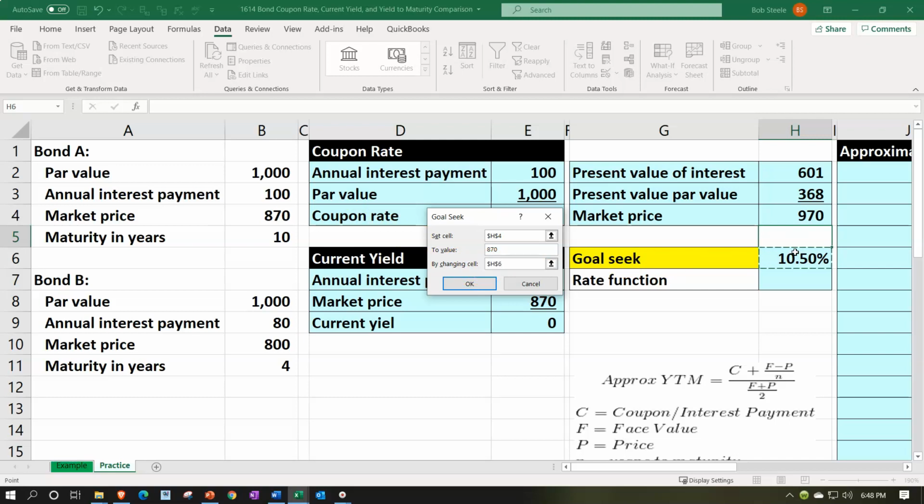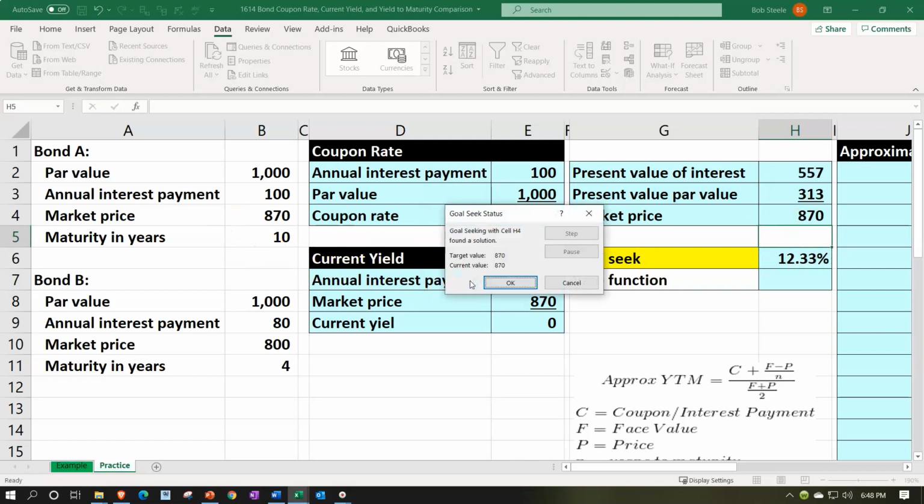Would you change that interest rate? This is what we're saying to Excel. Change that interest rate to whatever it needs to be to make that cell, the 970, what it should be based on what we already know, which is going to be the 870. Okay, Excel does it for us just like that.